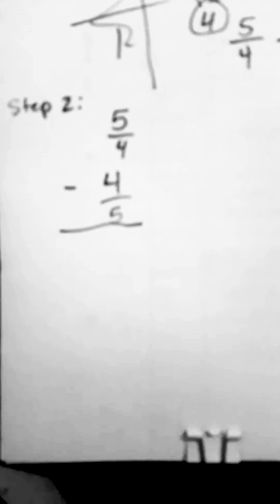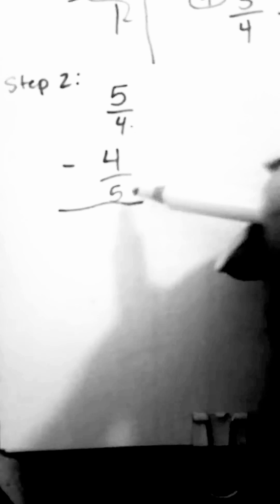Now, just as with any other problem that we're doing addition or subtraction, we still need a common denominator. Right now we have 4 and 5. So a common denominator between 4 and 5, the least common denominator: 4, 8, 12, 16, 20, 5, 10, 15, 20. So our least common denominator is going to be 20. Our new denominator, let's create that. It's going to be 20.